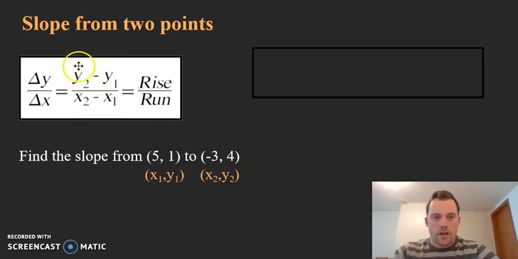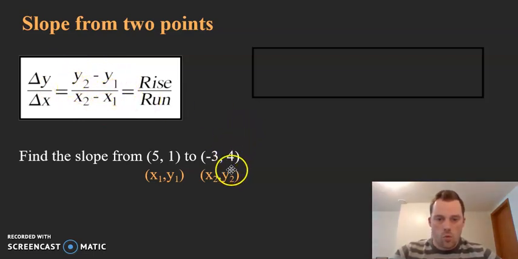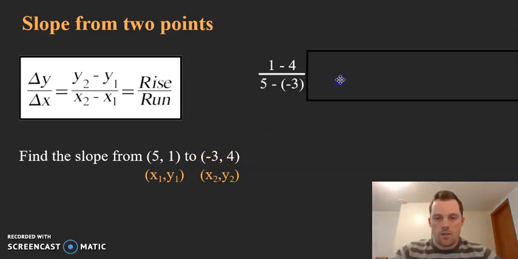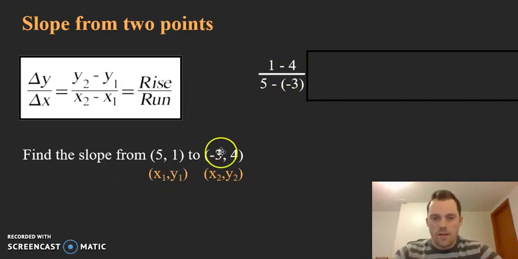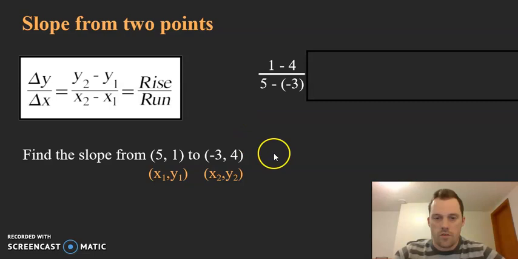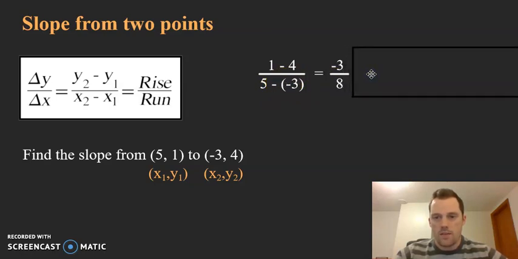So remember, we're subtracting the y's on top. So we would start with y2 minus y1, 4 minus 1. Actually, I went the other way, which is totally fine. It actually doesn't matter which of these points is x1, y1, and which one is x2, y2. I had these flipped around for this first one. So I did 1 minus 4 divided by 5 minus a negative 3. Remember, if we subtract a negative, that's the same as adding it. So this is actually plus 3. So we end up with negative 3 over 8.